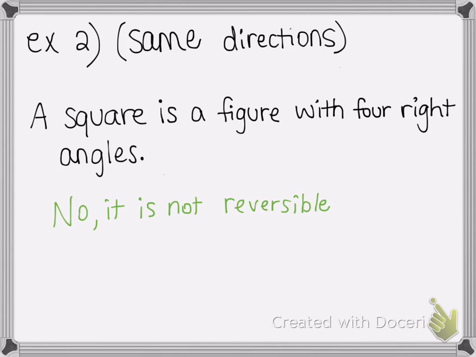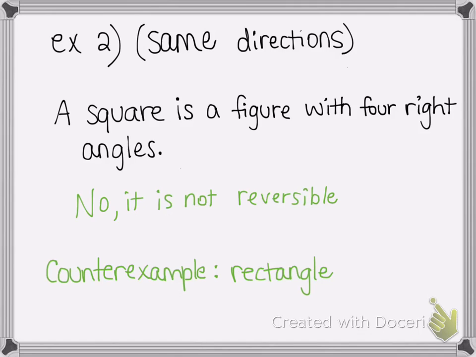So your explanation that you give for no, you say it's not reversible, and you give a counterexample. So a counterexample of this would be a rectangle. Well, a rectangle has 4 right angles, and not all rectangles are squares. So if it's yes, just say it's reversible. If it's no, it is not reversible, and give me a counterexample.